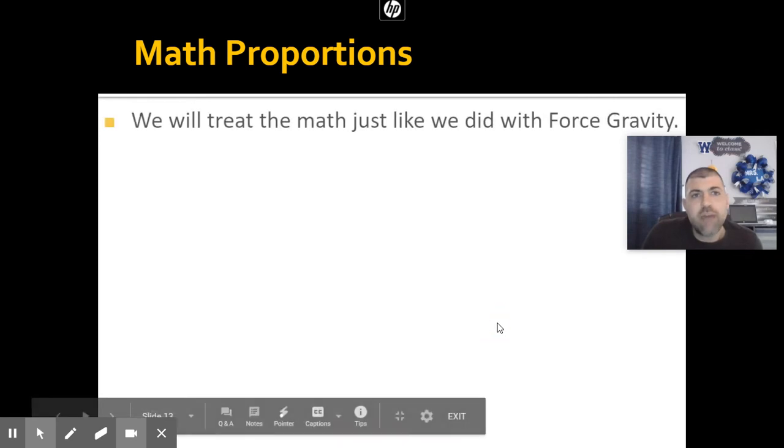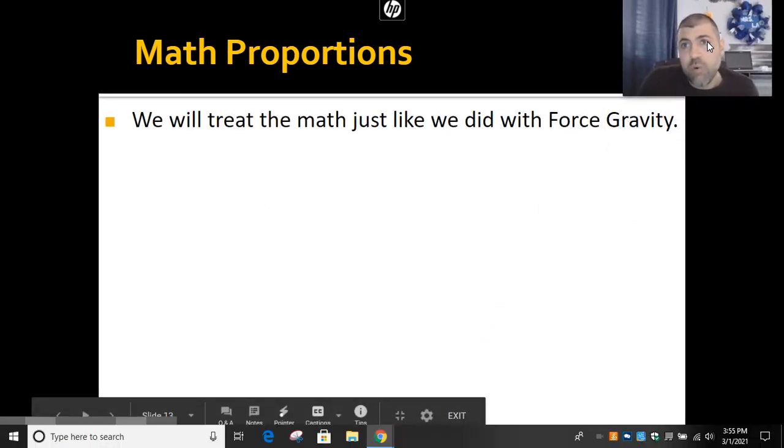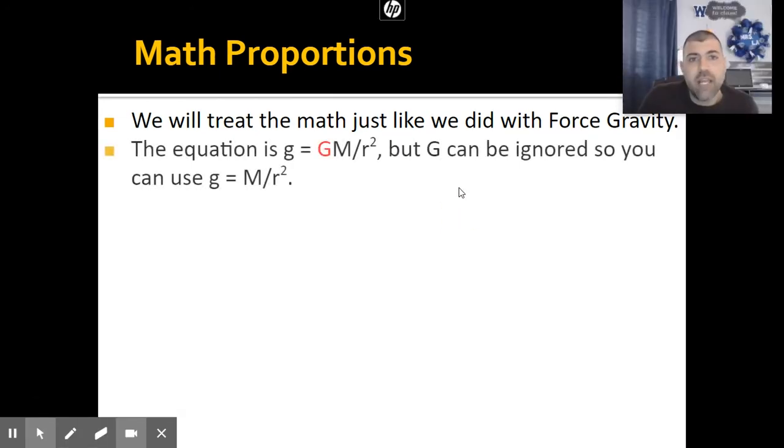It works now. All right, so these math proportions. We will treat math just like we did for the force of gravity stuff. We're going to do the proportions just like we did for that, okay? So you should be used to this. The equation is g equals big G times M over r squared. But like I said, this little g, we don't have to worry about it. It's not going to play a role at all. So that one can be ignored. It can really just be M over r squared.